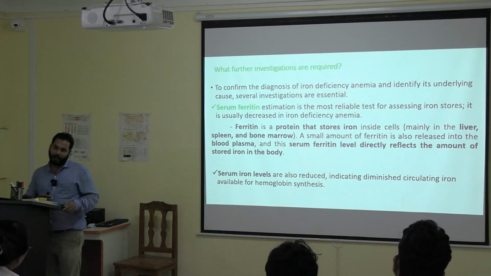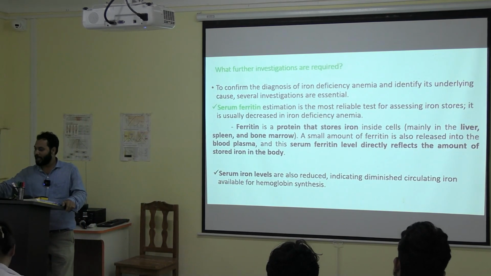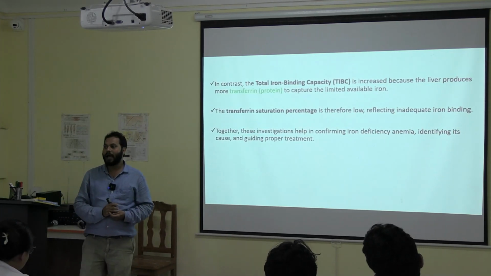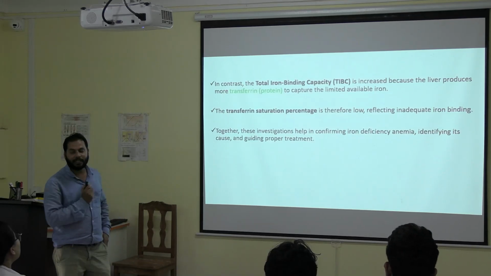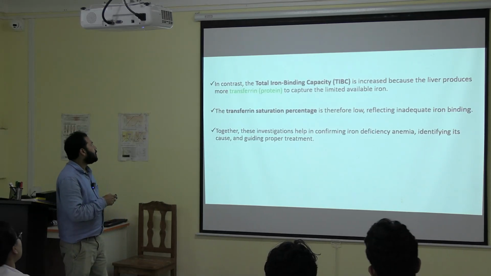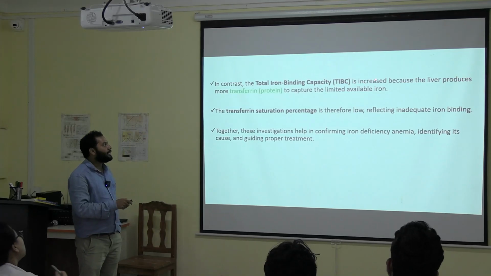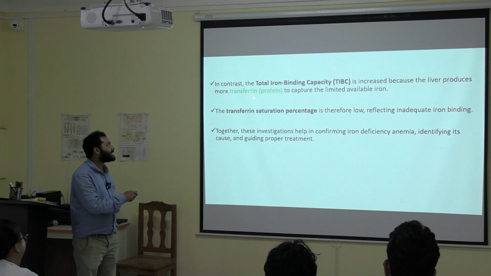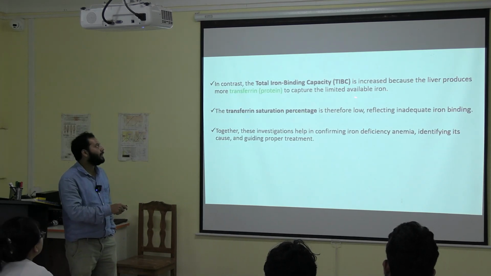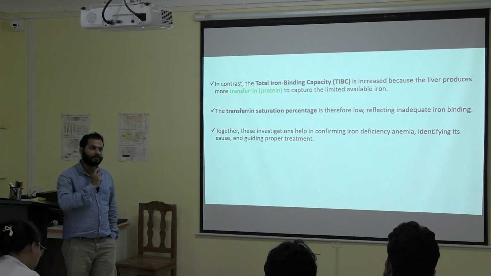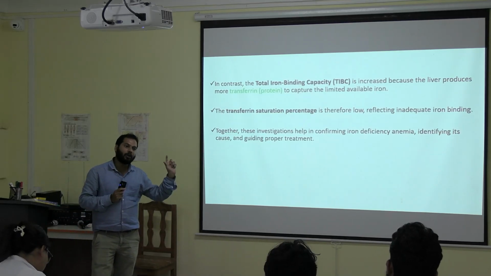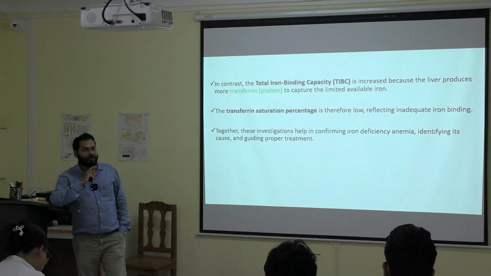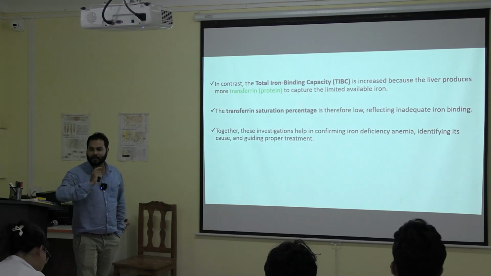Now another important parameter that is also used for diagnosis purposes is called total iron binding capacity or TIBC. The total iron binding capacity is increased. Why? Because the liver produces more transferrin to capture the limited available iron. यहाँ पर दो चीज मेंशन किया. One is total iron binding capacity or TIBC, and another one is transferrin. So first you see about the transferrin.